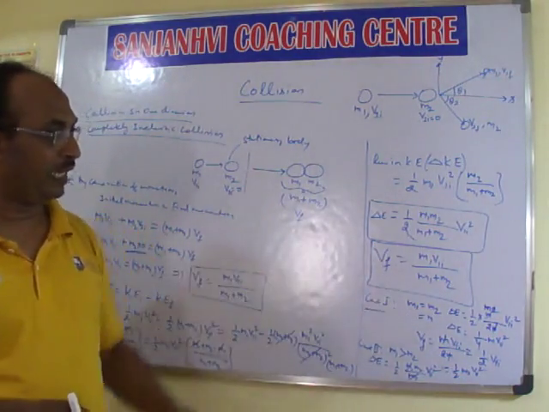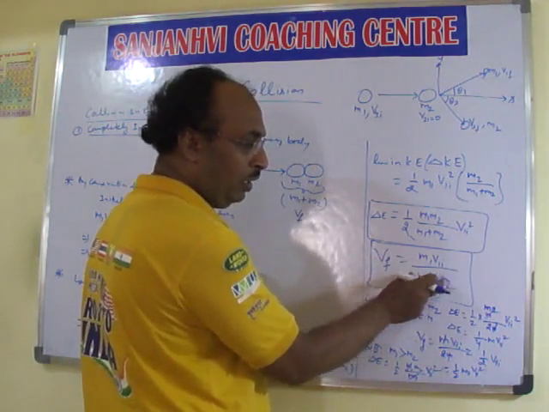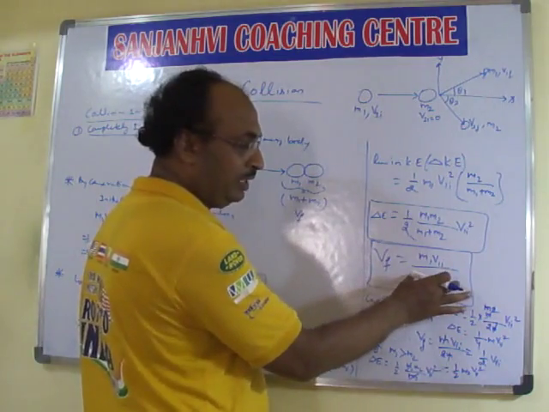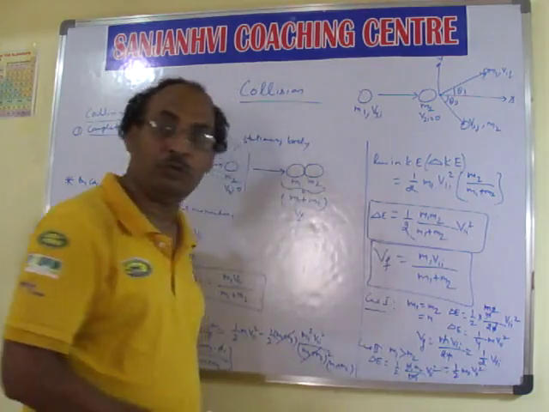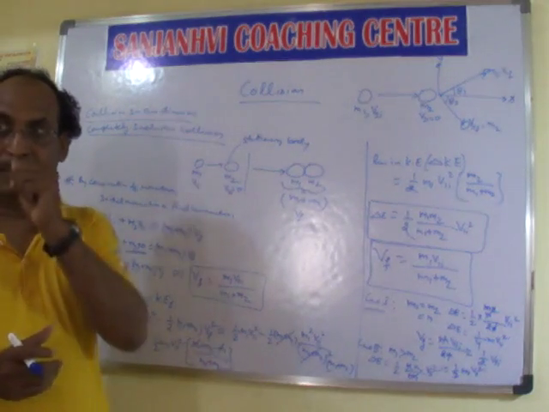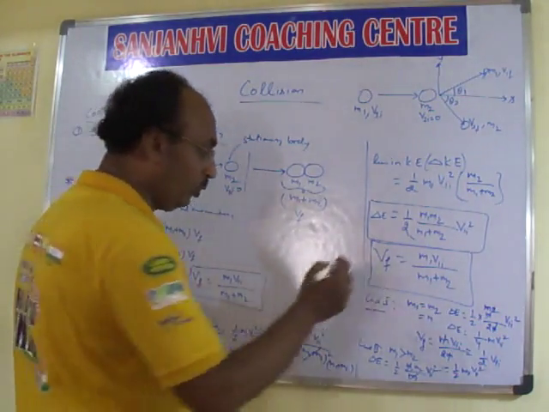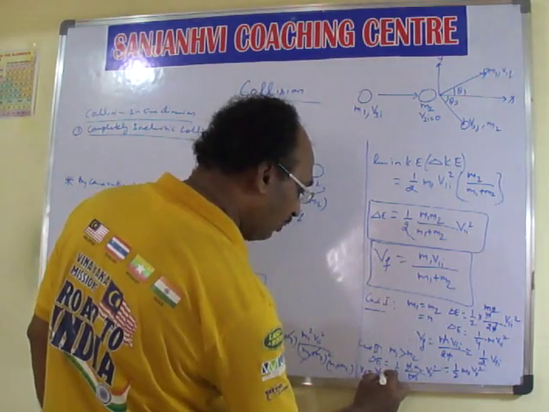Final velocity, what can we say? Since M1 is larger, this also will become larger. Correct or not? So this is similar to M1 only. So Vf will be almost equal to given I. Almost equal to given I.